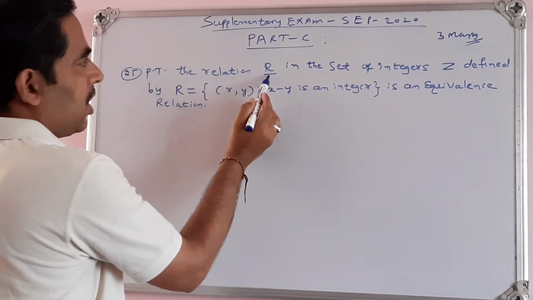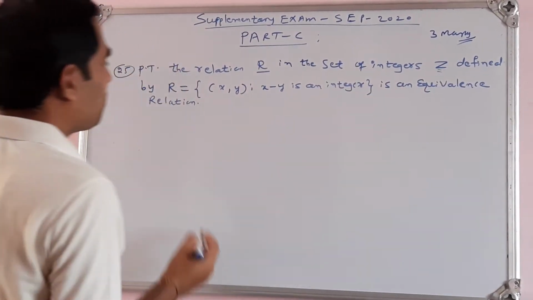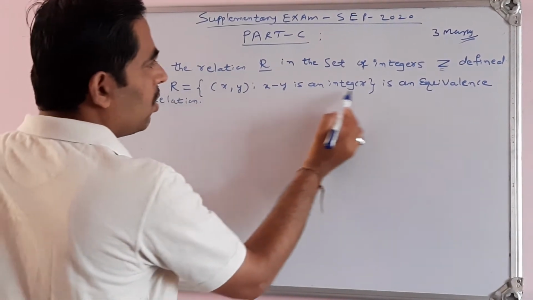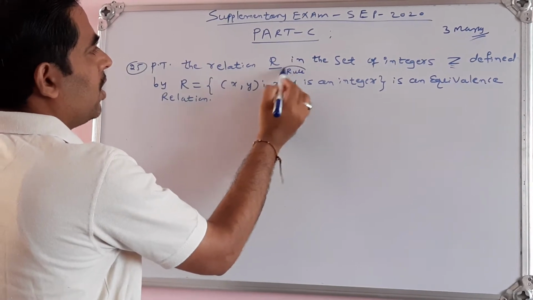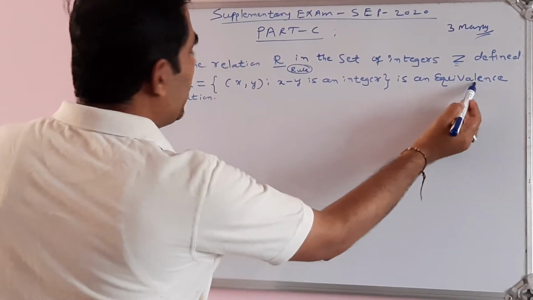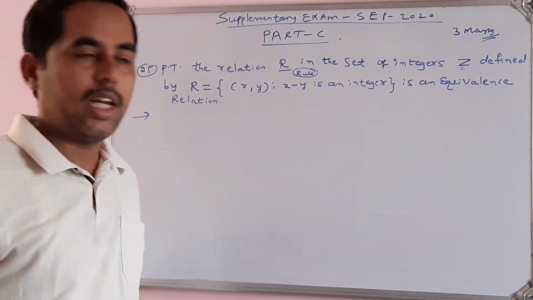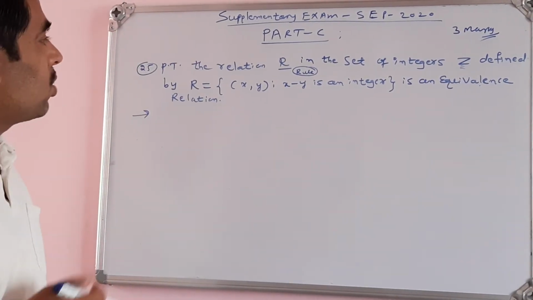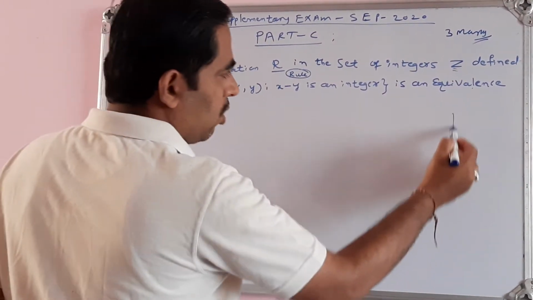Prove that the relation R in the set of integers Z defined by R is equal to... So one relation is given in rule method. That is an equivalence relation. So we have to prove that this relation is an equivalence relation. To show that the relation is an equivalence relation, what do we have to prove? That should be in your mind.